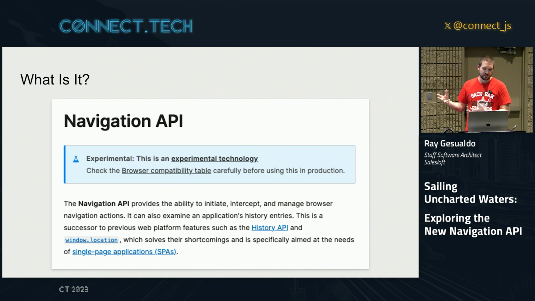I'm just going to read the first sentence, even though I hate doing that on slides, but the navigation API provides the ability to initiate, intercept, and manage browser navigation actions, right? So if you've used something like Angular or Vue or Svelte or React, you're typically using a router where you can navigate to different pages. You have your link component, or maybe you're just using bare A tags, and the router will listen to those events, and it'll handle all of the single page navigation, right?